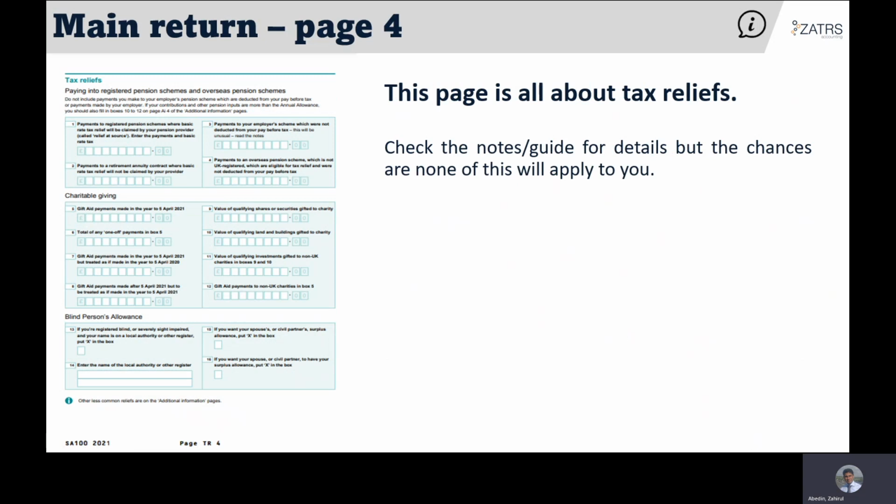On page 4, we are looking at tax reliefs. And for a lot of people, this won't be relevant at all. It's about payments into particular forms of pension savings, charitable giving, and Blind Person's Allowance. We mentioned earlier that for both this main form and for the self-employed pages, there are guides that HMRC publish. So if you think any of these apply to you, do get hold of that guide to the main tax return that you will find on the HMRC website and check out what you need to be entering, or speak with an accountant if you are unsure.